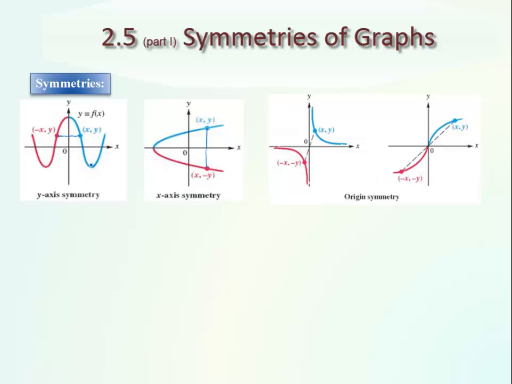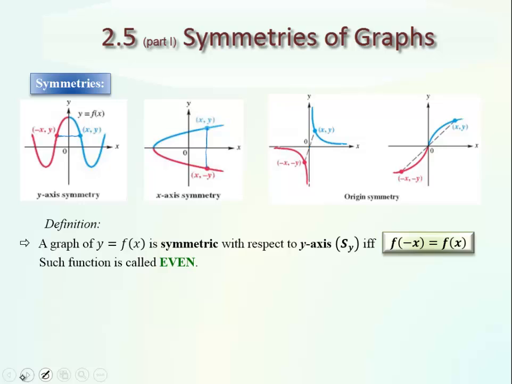Okay, so when we see graphs, it's kind of easy to detect if the graph is symmetrical or not. However, sometimes we don't have a graph, we have just the formula for the function. How can we determine if a function is symmetrical about the y-axis, about the x-axis, or in the origin, or maybe not at all? We have the following definitions.